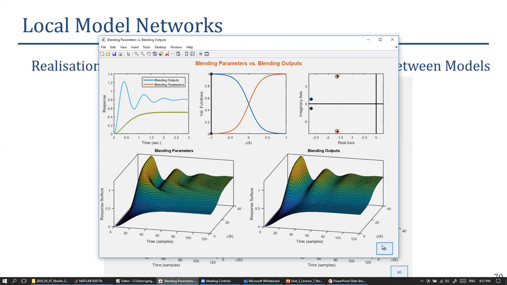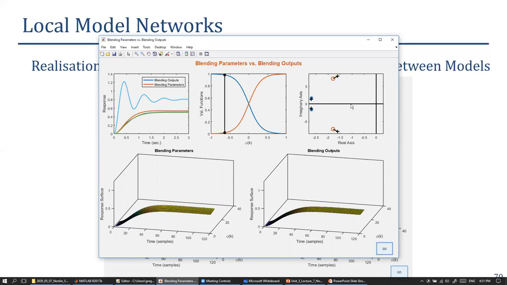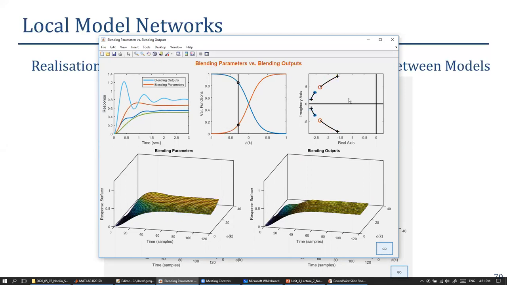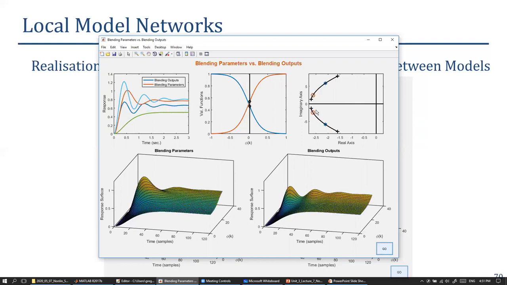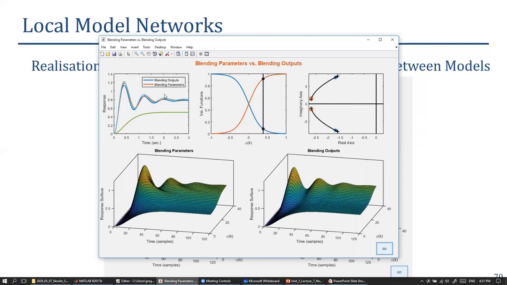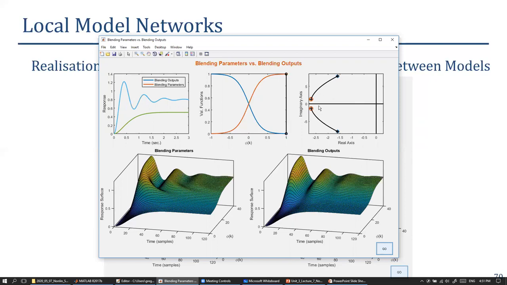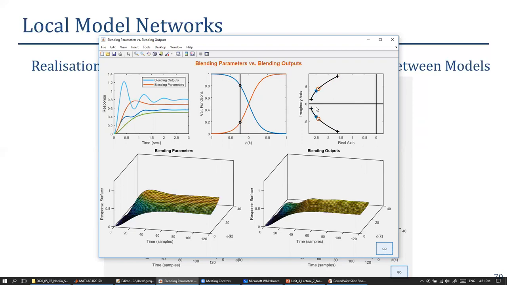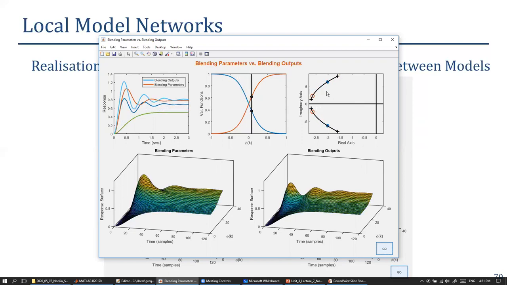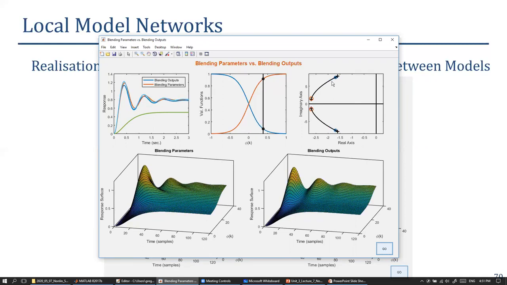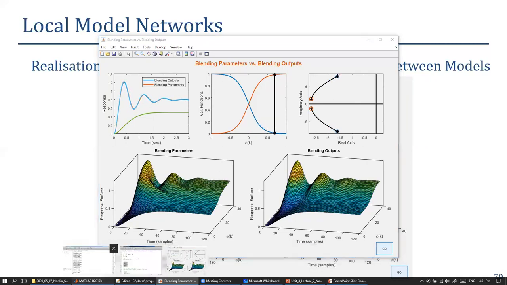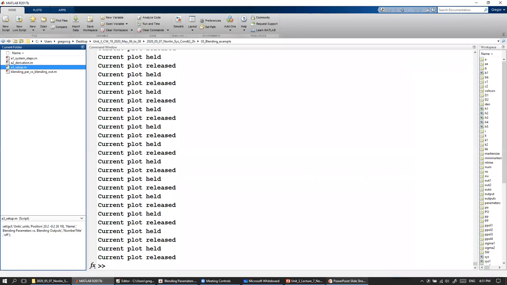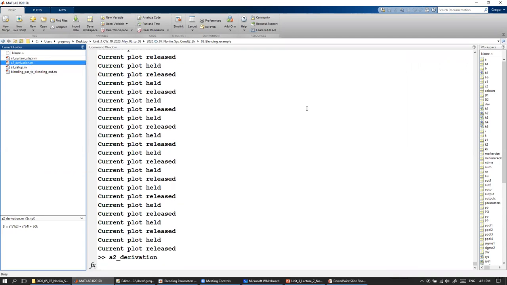And if I run it again, what you see is that with the blending of the outputs, the poles stay the same and the zeros move, right? And with the blending of the, what did I do? Right, I did it wrong. The poles are moving. You see, some are zeros and some are the poles. Okay, let's wait till it's finished and run the derivation again.